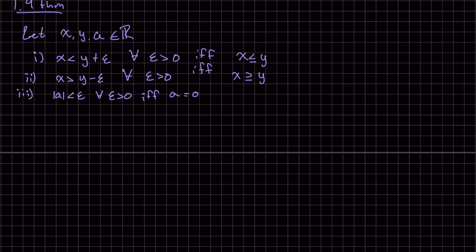3, the absolute value of a is less than epsilon for all epsilon greater than 0 if and only if a equals 0, right? The absolute value cannot be less than 0. So for all epsilon greater than 0, the absolute value has to be less than epsilon, right? We're assuming that in our hypothesis.